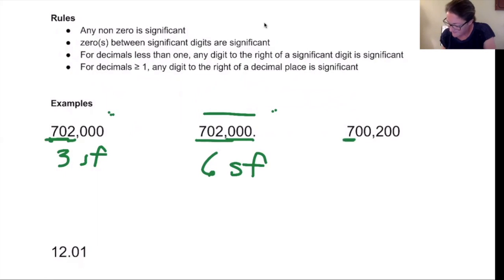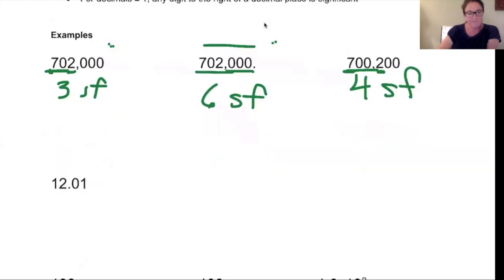Once again, the 7 and the 2 are significant. According to my second rule, zeros between significant digits are significant. Doesn't matter whether there's 1 of them or a billion of them, they all count. So this number has 4 significant figures. Okay, the 12 and the 1 are significant, the 0 between it. How many significant figures does this have? 4 sig figs again.